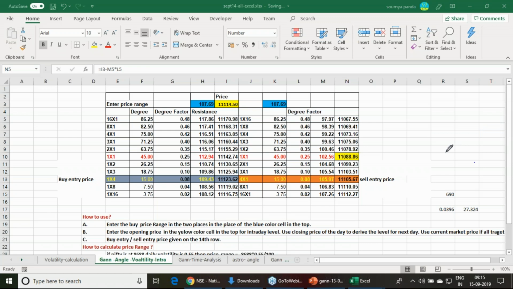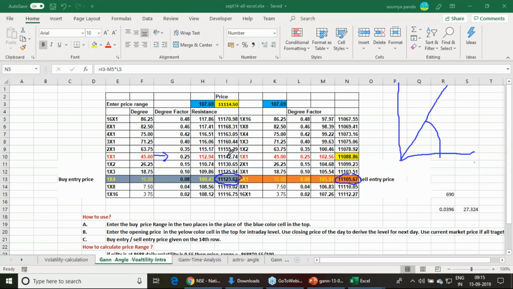He has told third resistance above we should buy, third support below we should sell. So we should buy if the price is above 11,124. We should sell once the price is falling below 11,106. And this 45 degree trend line, which is the half of your graph. So your graph's half portion is 45 degree. So 45 degree resistance and support is known as your strongest resistance and support.